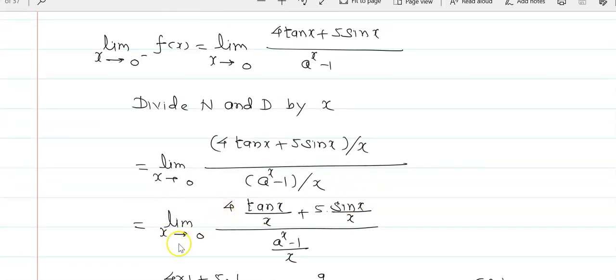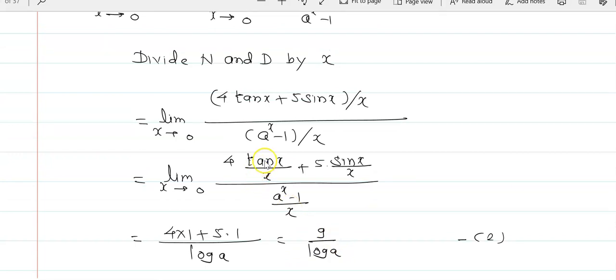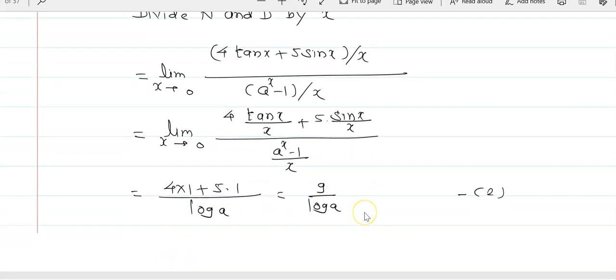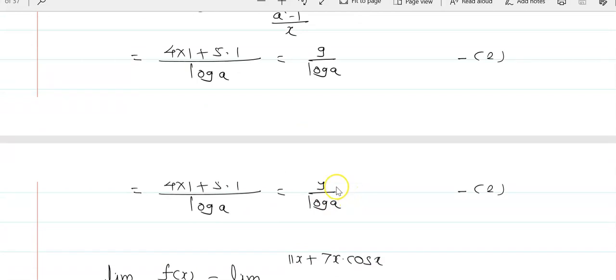Then you will get limit x tends to 0, 4 tan of x upon x plus 5 sin of x upon x, over a raised to x minus 1 upon x. The limit of tan of x upon x as x tends to 0 is 1, that is 4 into 1, plus sin of x upon x as x tends to 0 is 1, 5 into 1, and the denominator a raised to x minus 1 upon x as x tends to 0 is log of a, that is 9 upon log of a.